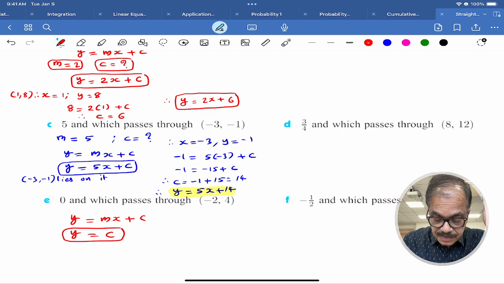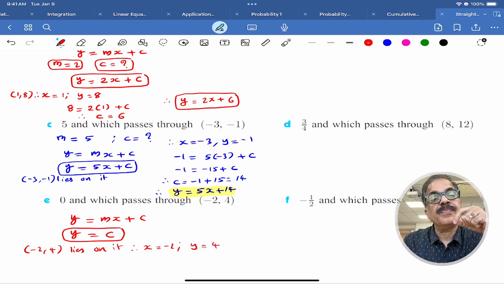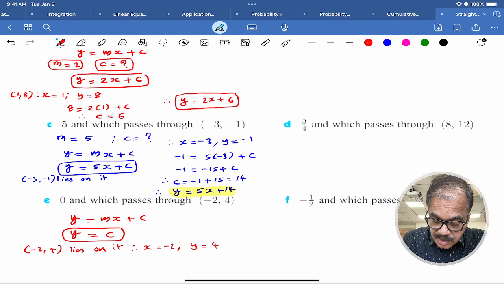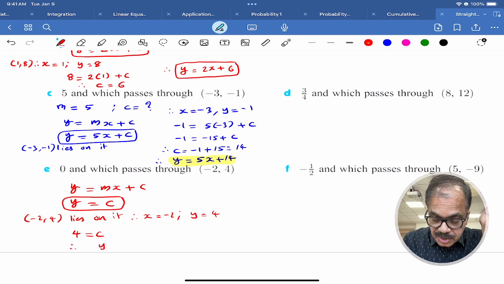And then we say (minus 2, 4) lies on it. Therefore, x is equal to negative 2 and y is equal to 4. So I can replace x with negative 2 and y with 4. So it's going to be 4 is equal to c. So basically then c turns out to be 4. Therefore the equation is y is equal to 4, and that's our answer.